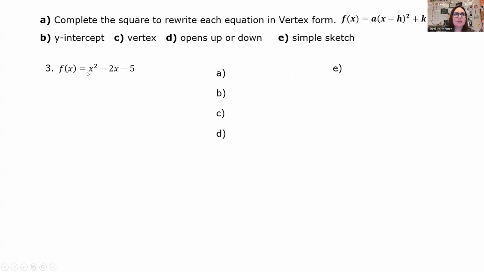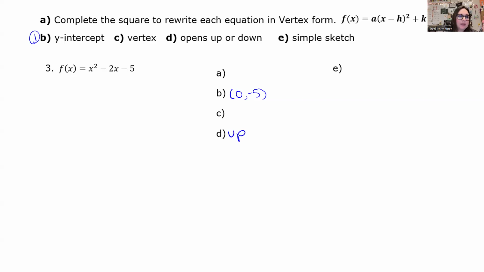Onto the back, same things. Before I even get started, I can identify first, what is the y-intercept? So what is the y-intercept? Yep, so it's 0, -5. You can identify that first when it's in standard form. Also, I can identify whether it's going to open up or open down. Up. It's positive, so it's going to open up.